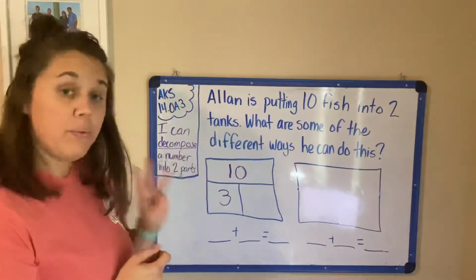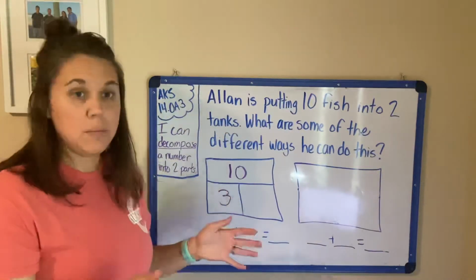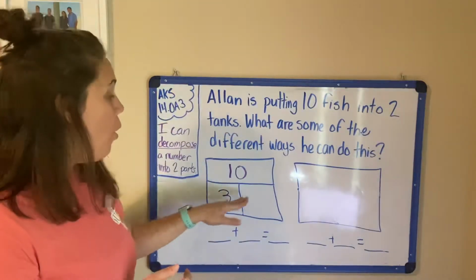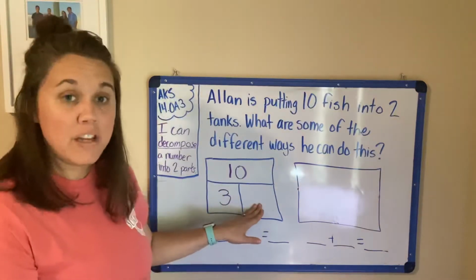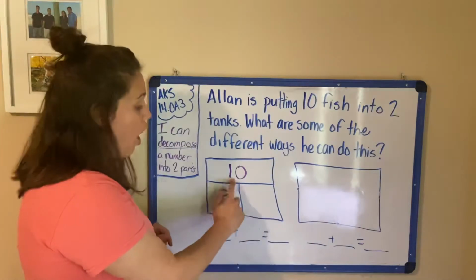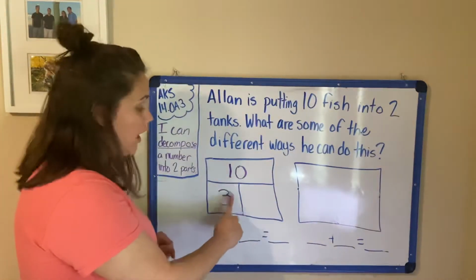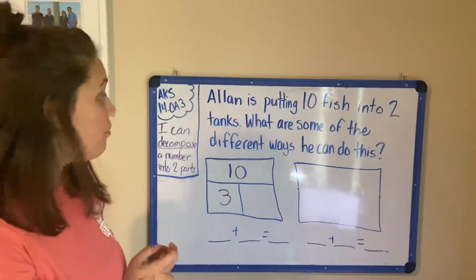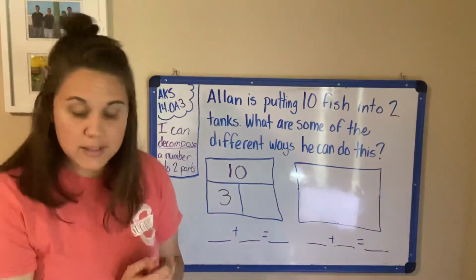Alan has already put 3 fish into the first tank. They're swimming around, they're all nice and happy. We need to figure out how many fish Alan is going to put in the second tank so that all 10 of his fish are in fish tanks. So let's look at a way to solve this.